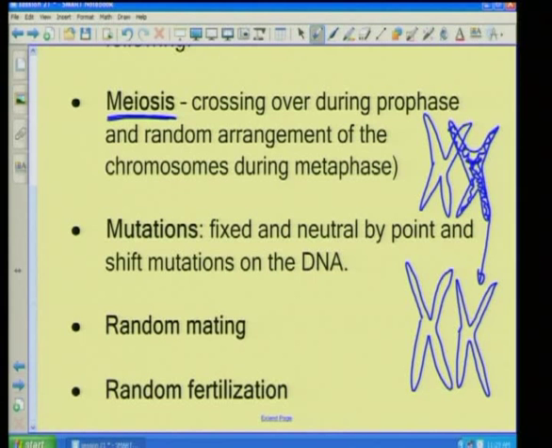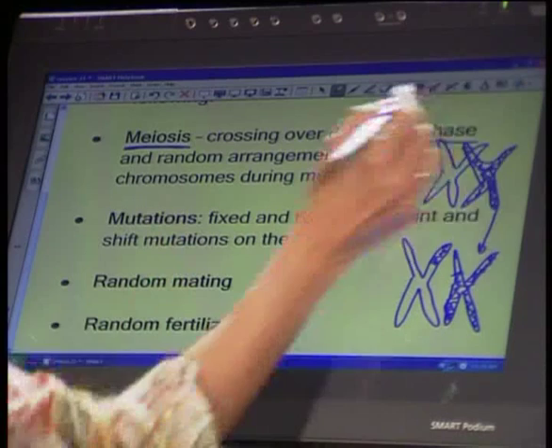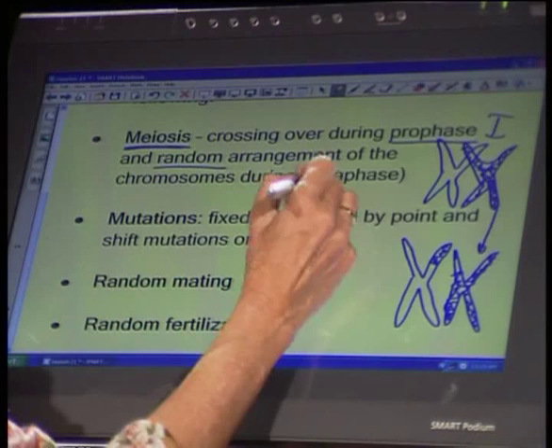You're going to have our shaded chromosome with a piece from the white one, and you're going to have this piece here, which is now on the white chromosome. That's the crossing over during prophase one. Okay, and the random assortment or arrangement of the chromosomes during metaphase of meiosis.